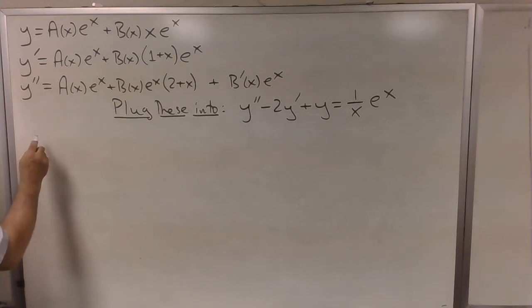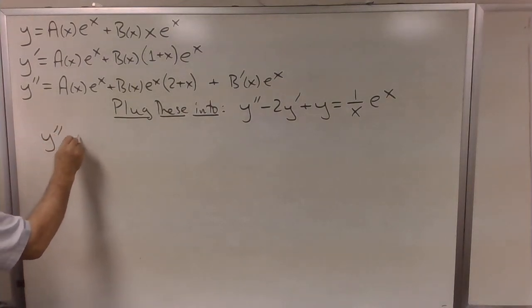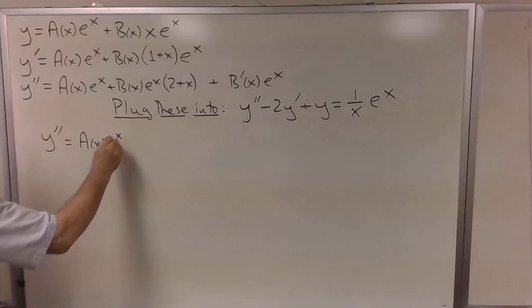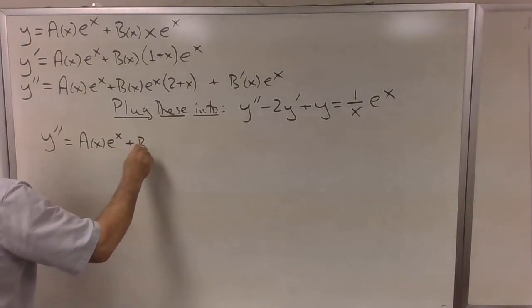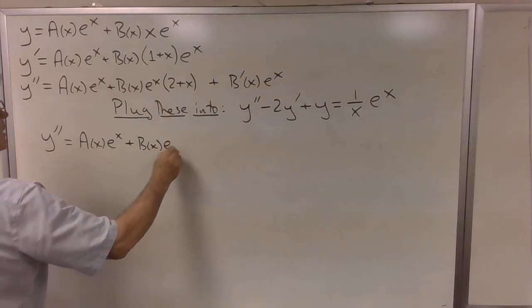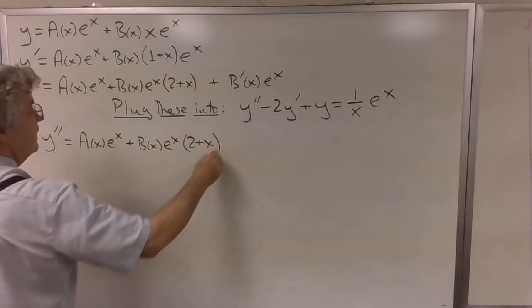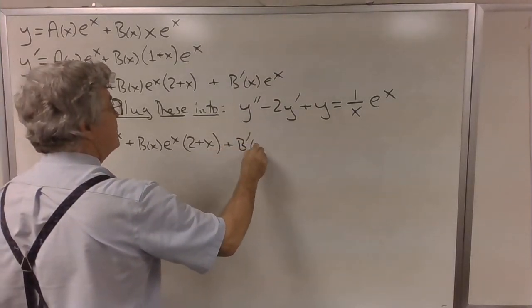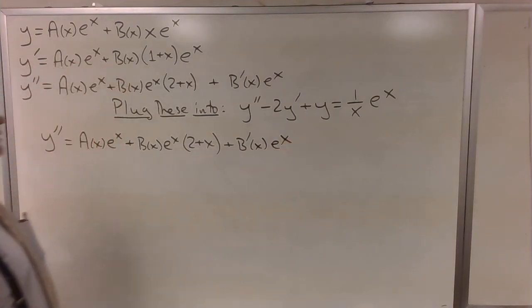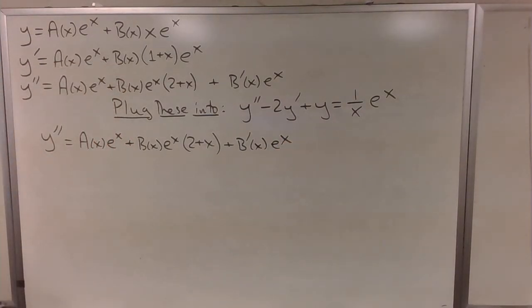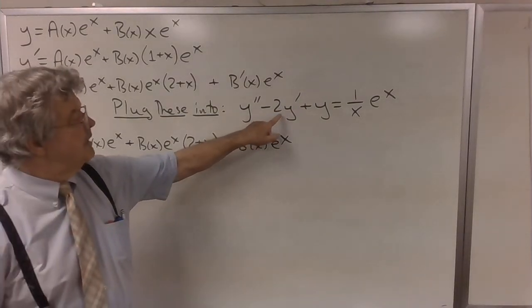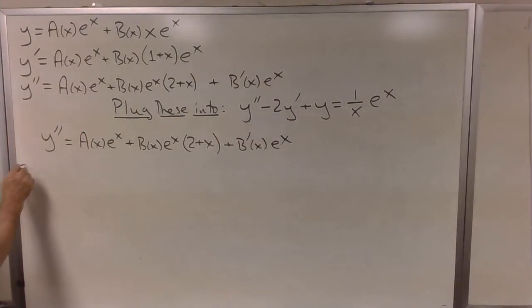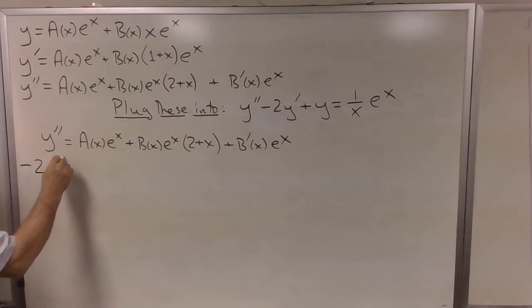So I have y double prime, a of x e to the x plus b of x e to the x, 2 plus x, plus b prime of x e to the x. Did I write that down correctly? I think I did. Now I have minus 2y prime.